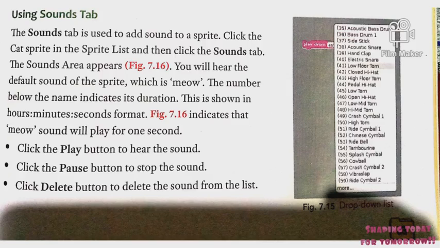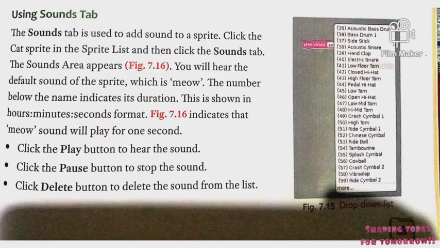is meow. Okay, so students, there is one more feature which is called duration. If you want, you can adjust the duration according to your wish. If you want it to last for hours, minutes, seconds, you can adjust it in the duration part. Now the first point is click the play button to hear the sound. So students, if you want to hear the sound, you have to click on the play button.